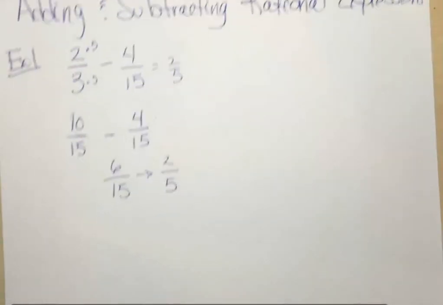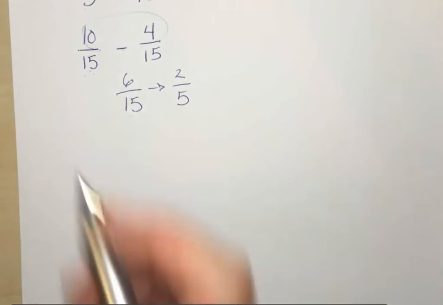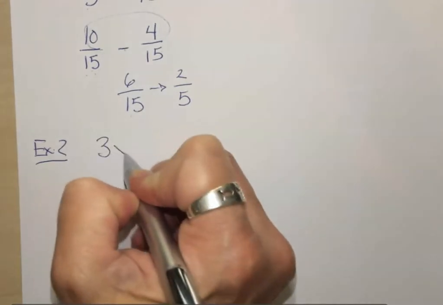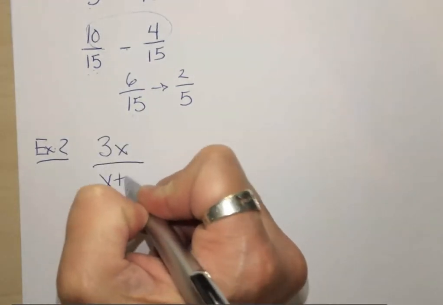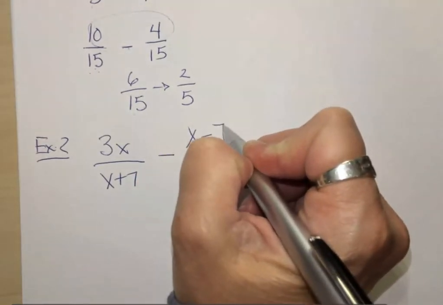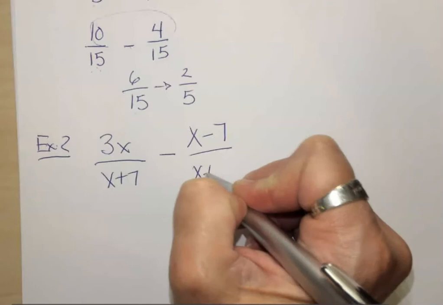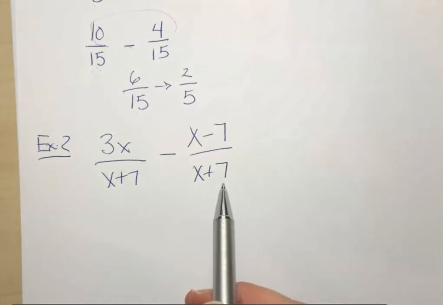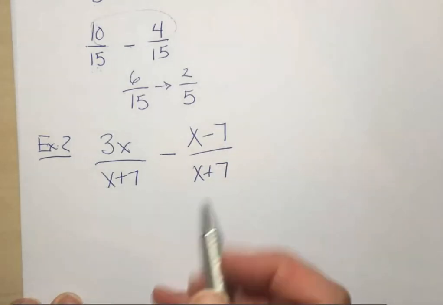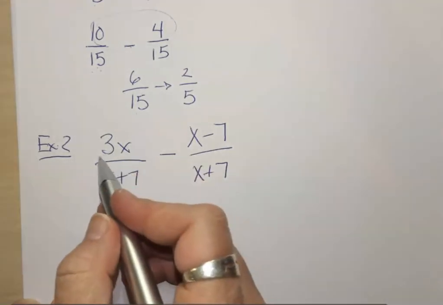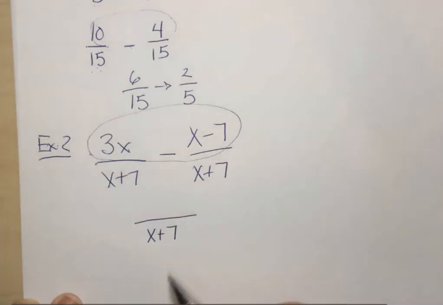All right. So now let's look at our first algebraic fraction. So we have 3x over x plus 7 minus x minus 7 over x plus 7. So the first thing we need to do is check, do we have a common denominator? And we do, so that's excellent. So that denominator is going to be the denominator for our answer. And then we just will go ahead and subtract our numerators.